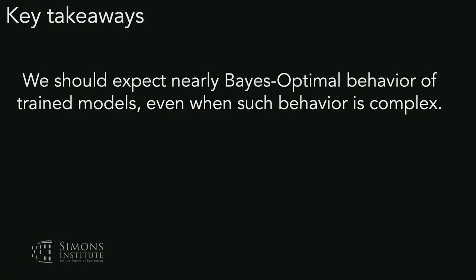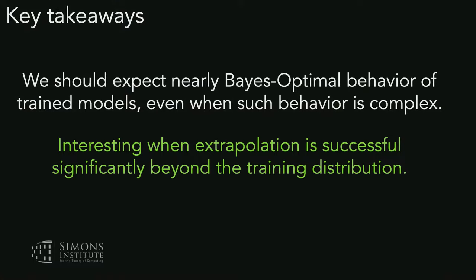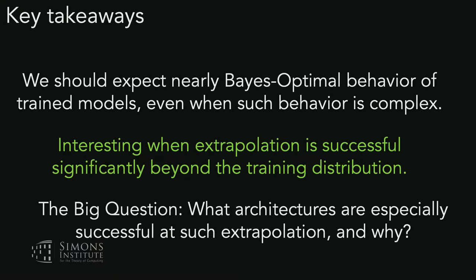Three more minutes. Good. So, takeaways. We should expect nearly Bayes optimal behavior of our trained models with respect to whatever distribution of stuff we train them on. And things become interesting when extrapolation is successful, significantly beyond the training distribution. That's really what Surya is going to start talking about. And one big question is what architectures are especially successful at doing this and why?